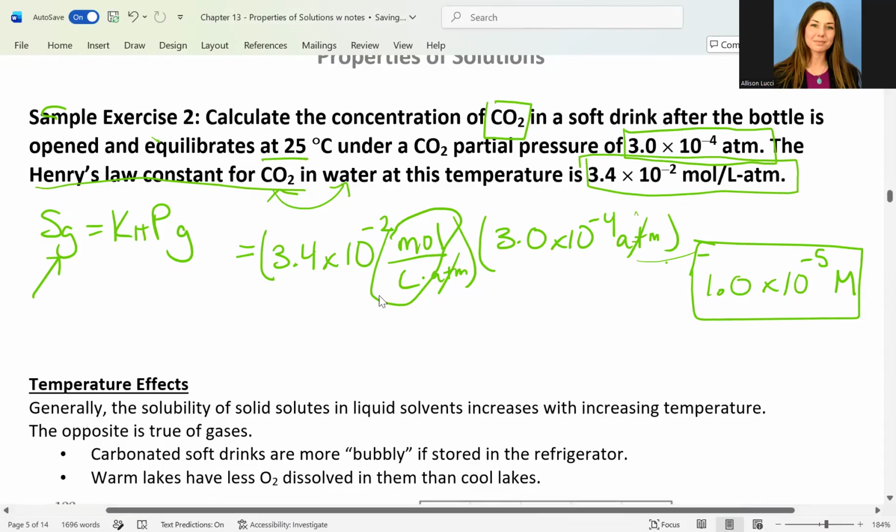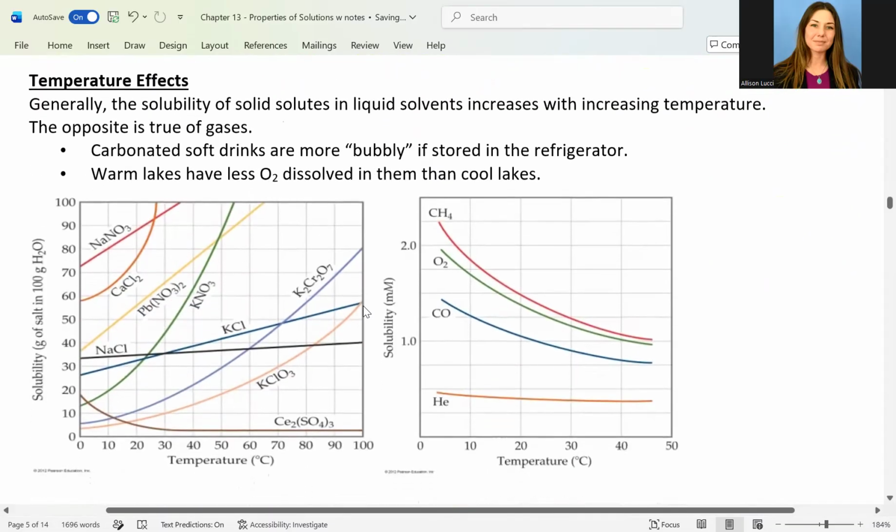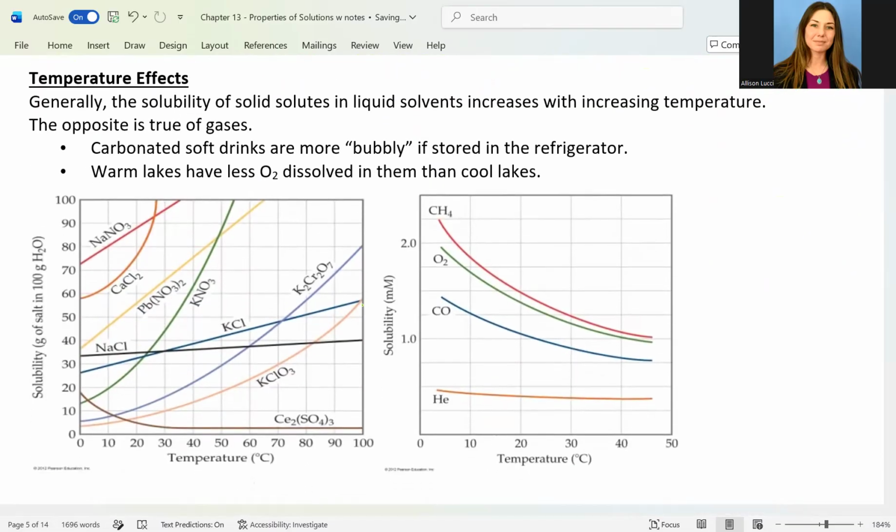So we'll take a look at some other effects here, such as temperature effects on solubility. And we can see that on the left here, this graph shows a general increase for solubility of a solid. We can see a rare case here with this cesium sulfate, that solubility goes down a little bit with an increase in temperature. So note over here, these would all be solids, specifically salts.